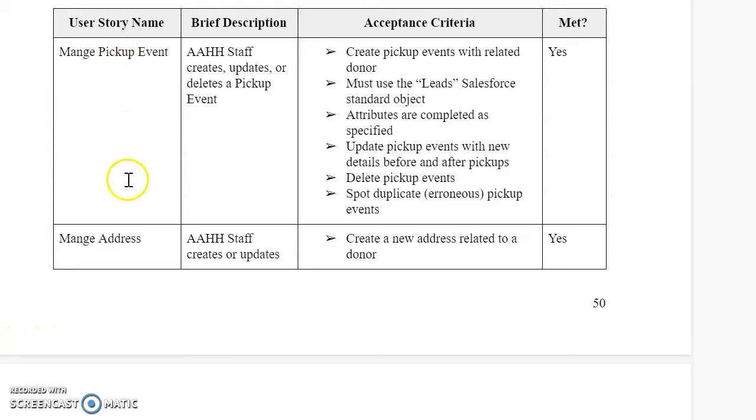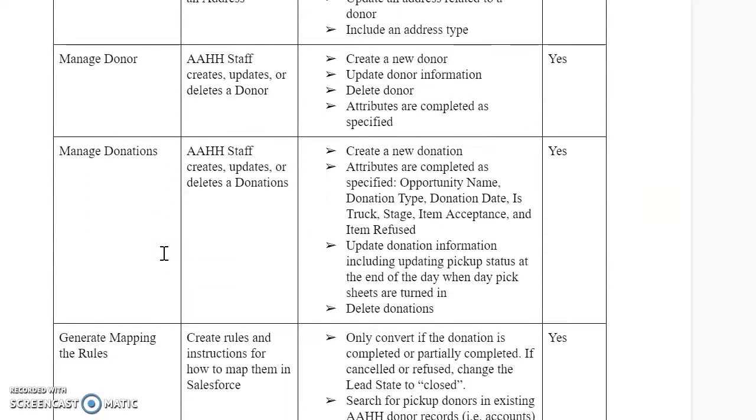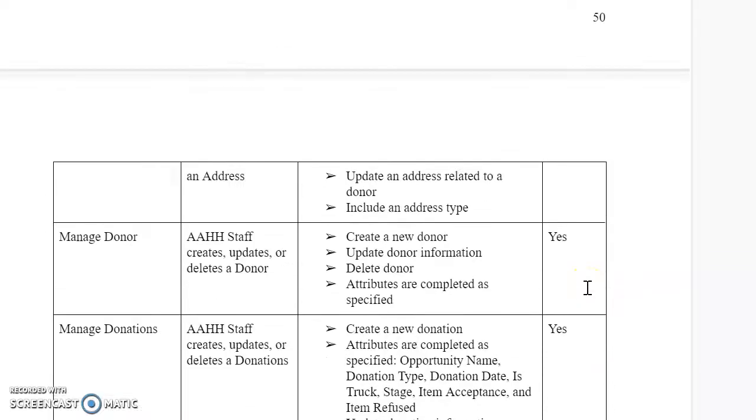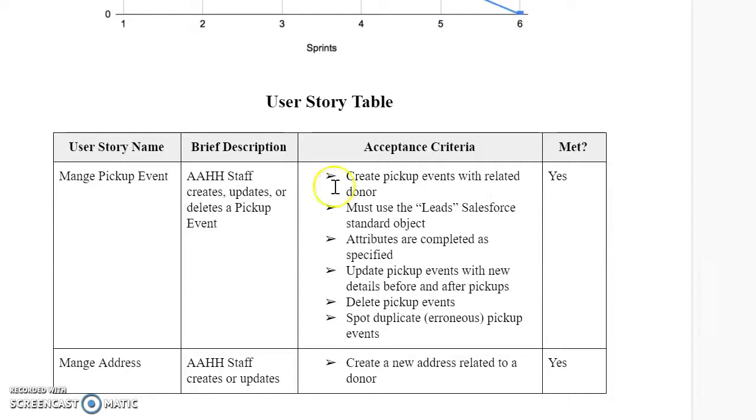So here you can see our user stories, which were to manage the pickup event, address, donor, and donations, as well as to generate the mapping, the rules, checking for duplicates, and recording the donations. As you saw on the other side, all of these user story criteria were met during this sprint, and you can see that also through our Salesforce.